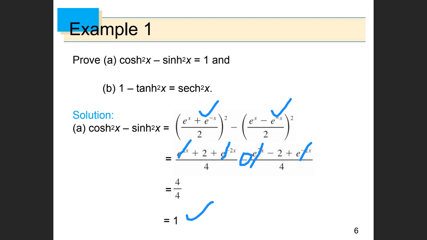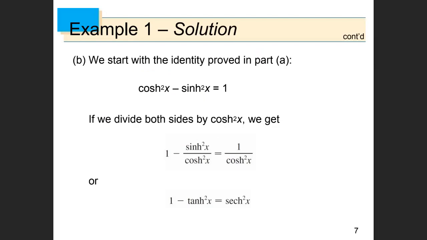Right. Now, to prove part B, there's no need to go back to the definition of the hyperbolic function. If you choose to go all the way to the definition, it's fine. Your final answer will still be correct. But since you've already proven this first part, you can just go ahead and say, okay, if I divide this first identity all through by hyperbolic cos squared, it works. I get the second identity. So that's what they're showing us here.